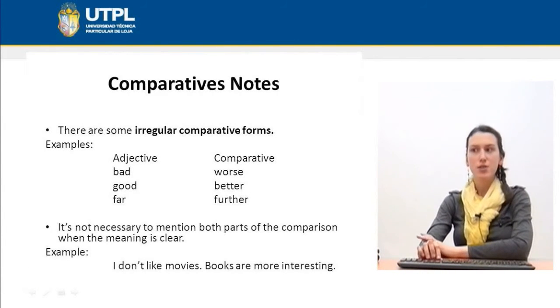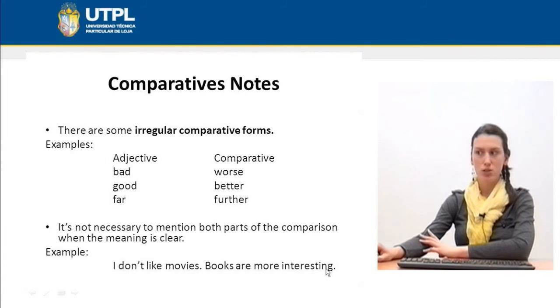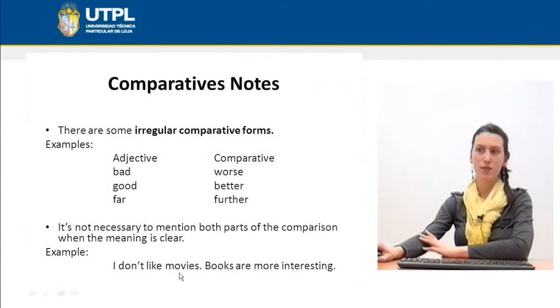It's not necessary to mention both parts of the comparison when the meaning is clear. Look at this example. I don't like movies. Books are more interesting. Obviously, I want to express the idea that books are more interesting than movies. And here, at the end, it could come like this: books are more interesting than movies. But I do not need to mention this, as it is clear from the previous sentence.